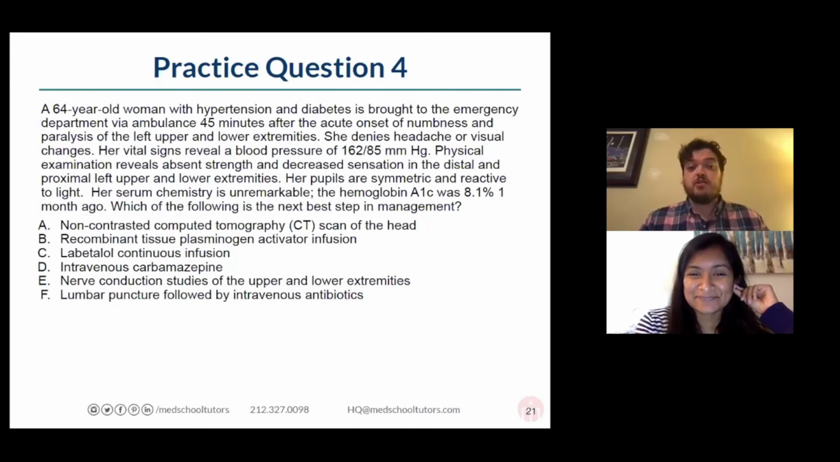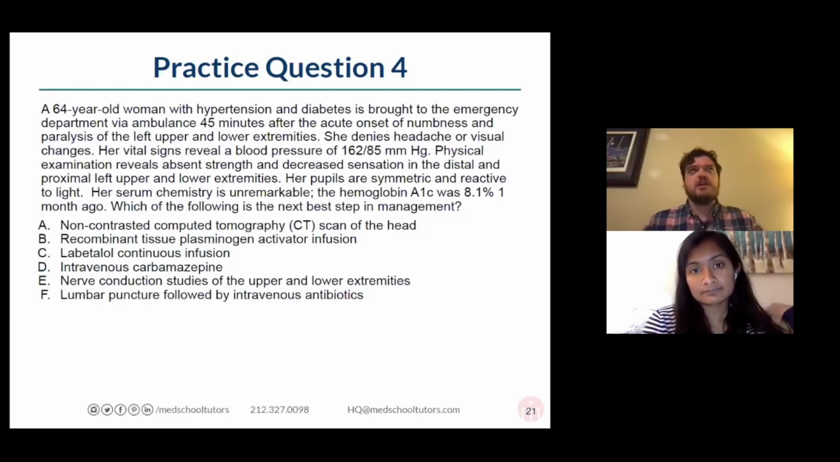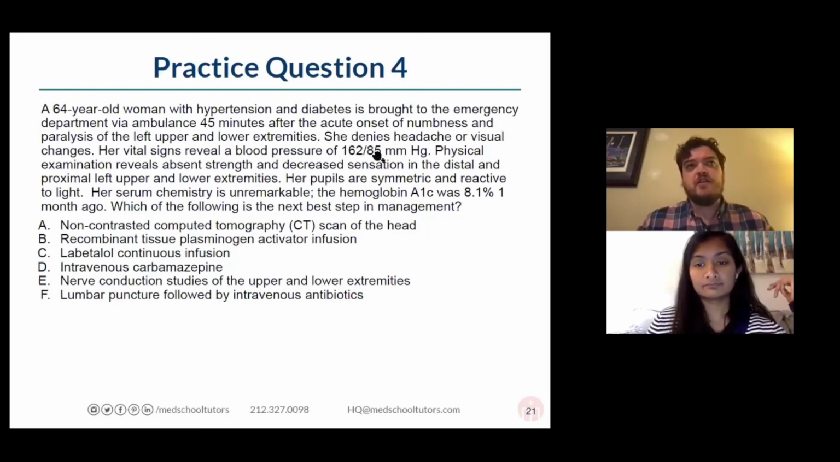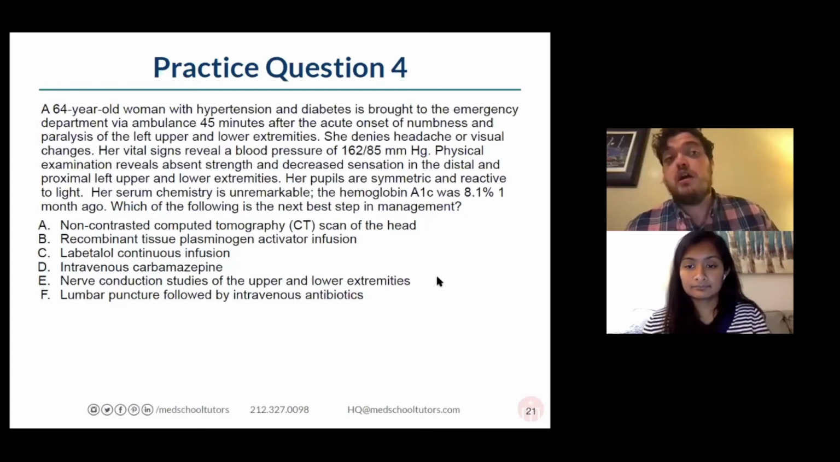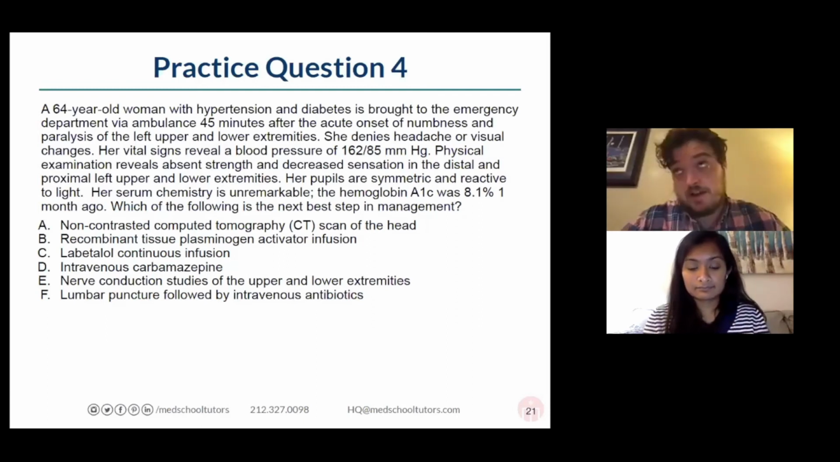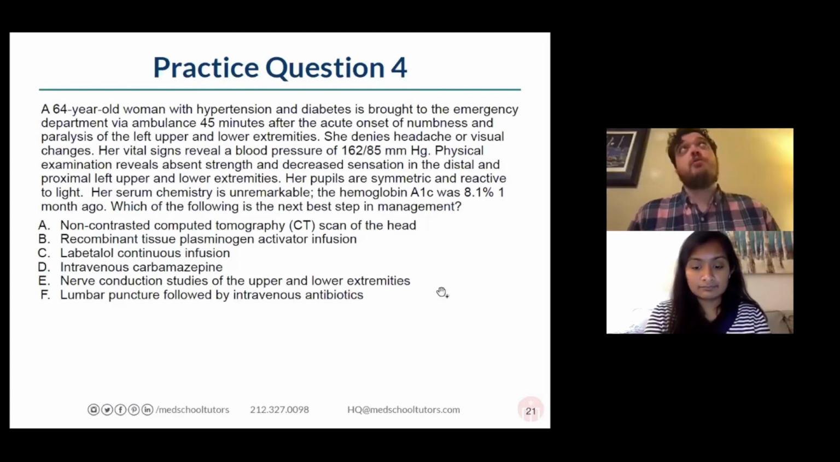Her pupils are symmetric and reactive to light. Her serum chemistry is unremarkable. Her A1C from a month ago was 8.1%. Which of the following is the next best step in management? So if I go back and look at this question, this person has the acute onset of a neurologic deficit. So this is actually meeting the diagnosis of a clinical syndrome that we colloquially, and I guess in the formal medical literature as well, refer to as stroke.